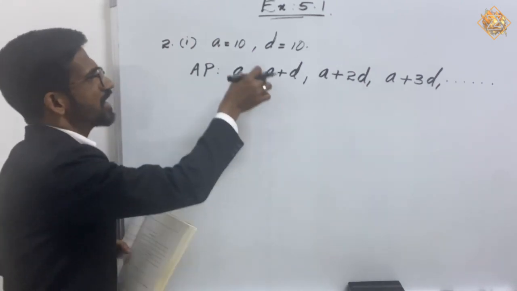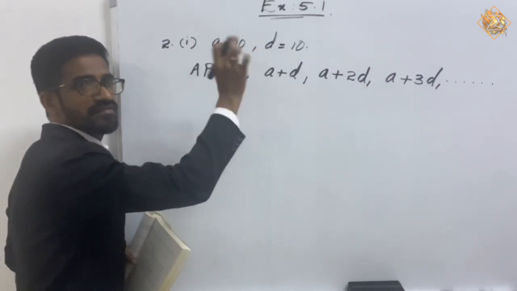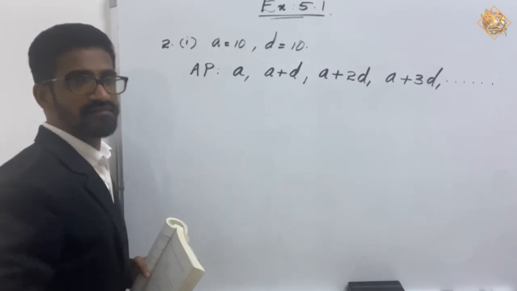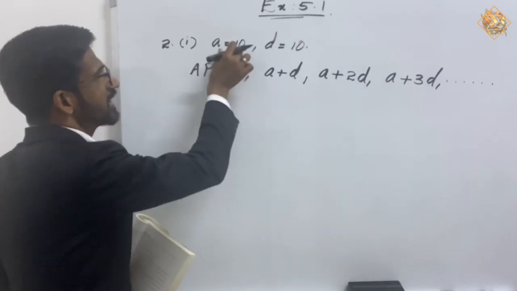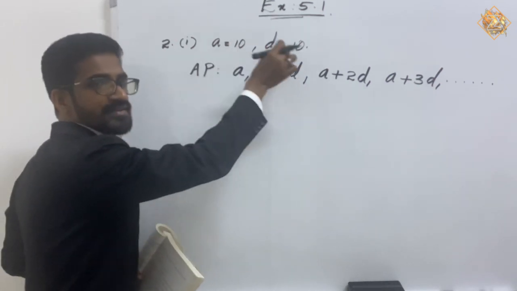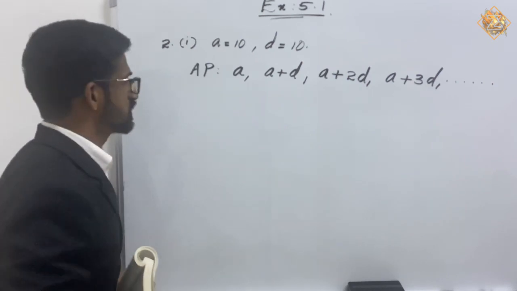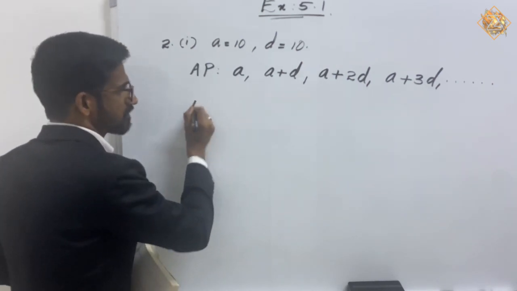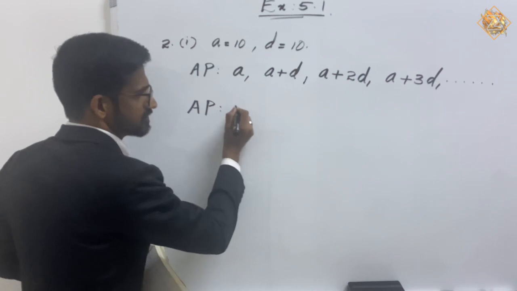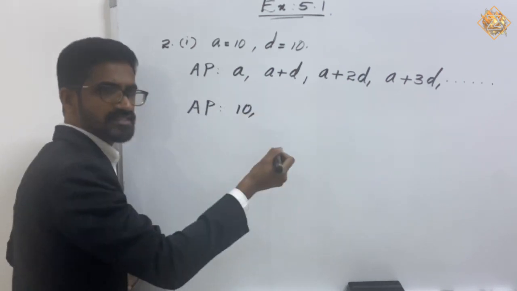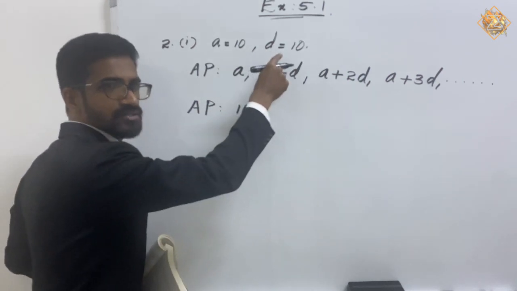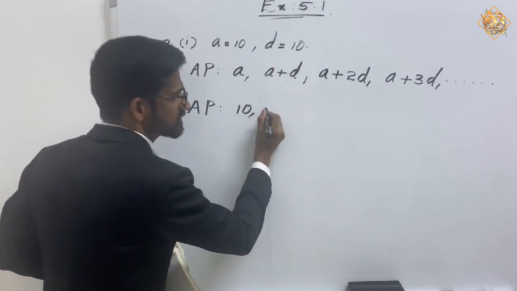So we know this is the general form of any arithmetic progression. So in the similar way, we have to form 4 terms of an arithmetic progression. We have to find the first 4 terms of an arithmetic progression where A, the first term, is given 10 and the common difference is given 10. So for that, the AP will be first term 10. To get the second term along with the first term we have to add the common difference. So 10 plus 10, that is 20.